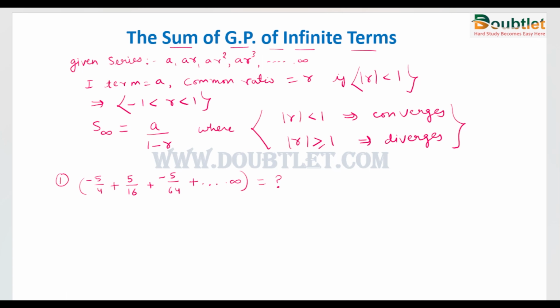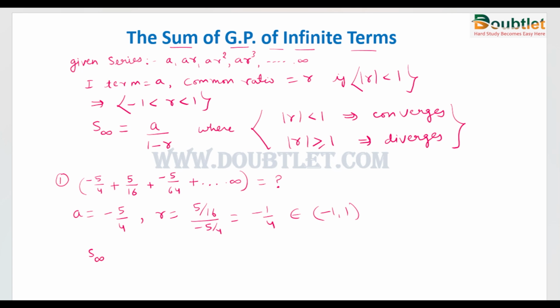Now I have already written a sample example of this concept. Suppose this is the series: -5 divided by 4 plus 5 divided by 16 plus -5 divided by 64 plus, and we have to add this up to infinity. From here we can say that the first term of the series is -5 by 4, and to find the common ratio, we need to divide the second term by the first term. If we solve this, we will get -1 by 4, and we know that -1 by 4 belongs to the interval -1 to 1. It means the sum of the series will converge.